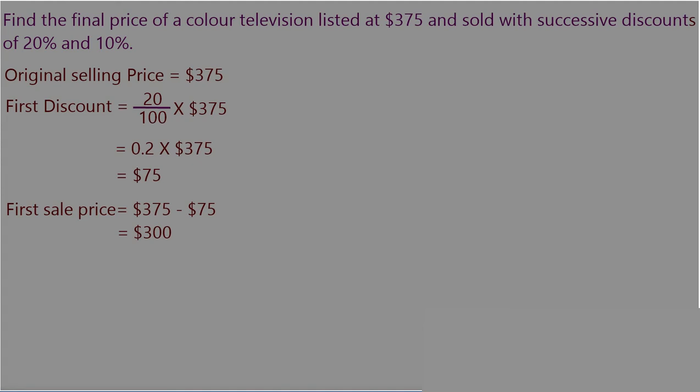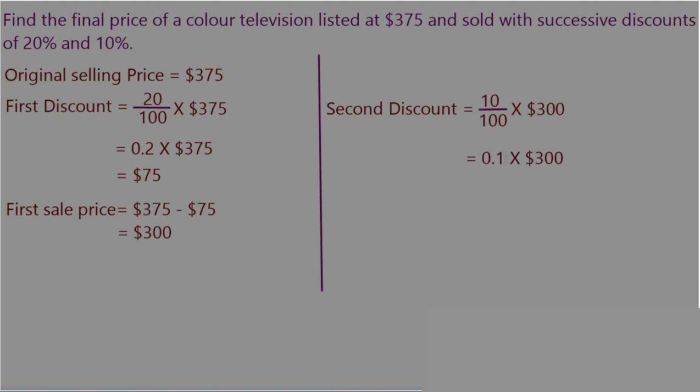Since the price of the television is being reduced by 10% more, we need to find 10% of $300. 10 over 100 is the same as 0.1. Multiplying 0.1 by $300, we get $30 as the second discount. We can find the price when $30 more is reduced from the $300. We just minus $30 from $300 and we get $270 for the final discounted price.